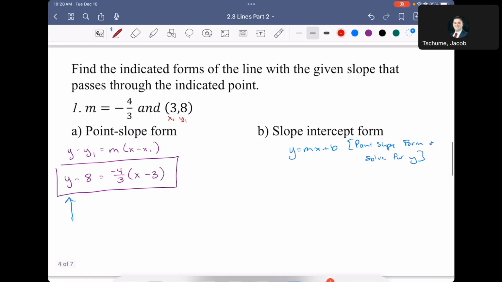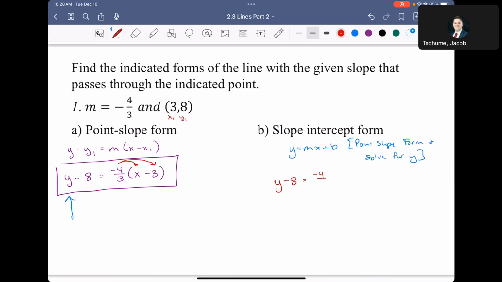So we're going to have y minus 8 equals, we're going to take this -4/3 and distribute it. So that would be -4/3 times x minus -4/3 times -3. So what ends up happening here is you end up with y minus 8 equals -4/3 x, and two things actually happen here. First of all, your 3's cancel, and you're left with a -4 and a negative, which will make this a +4. And so, like I said, you're trying to get y by itself.